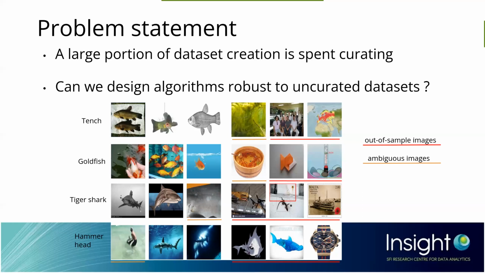So what's the problem statement here? What do we tackle in our paper? Well, we aim to design algorithms that are robust to image datasets that have not been curated for image classification. This would typically imply that when you create your dataset, you use a search engine to retrieve images that would be examples of your classes from the web, and you don't spend time asking humans to make sure that all the retrieved images are correctly assigned to the category and are relevant to your classification task.